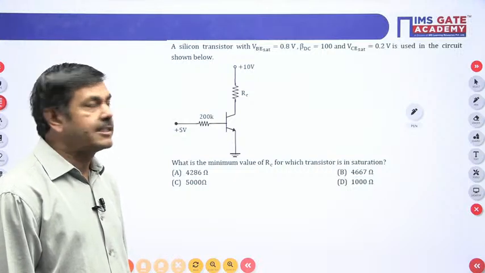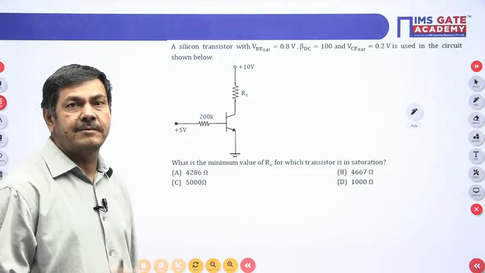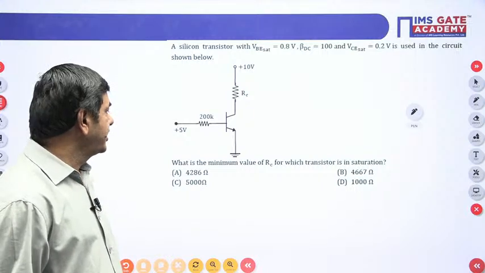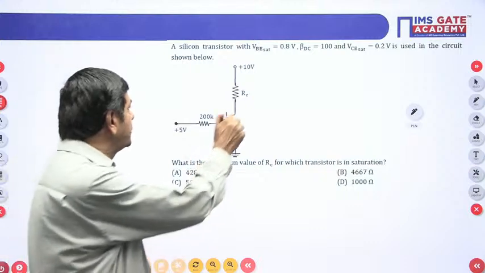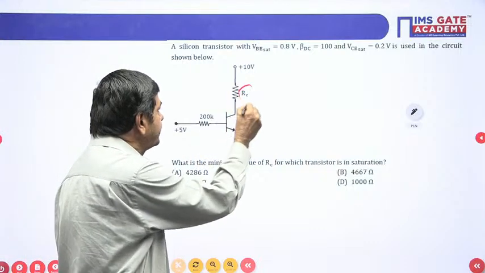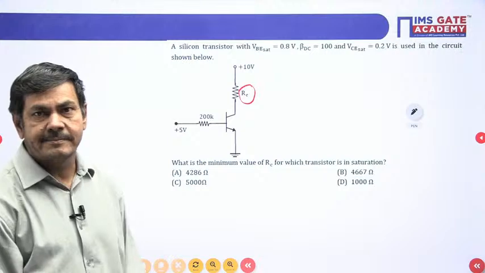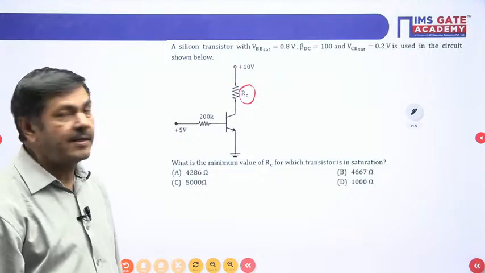But in the problem it is given that the transistor is in saturation. If it is in saturation, we need to find out the RC value. This RC value is required. How to find it? What's the way to find it?